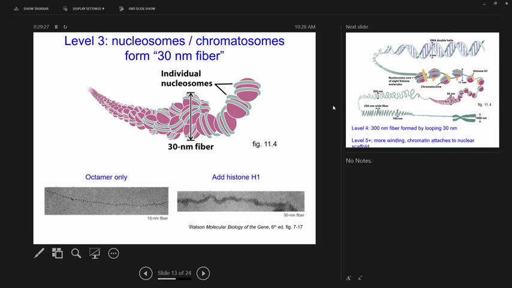So you go from this 10 nanometer fiber to this 30 nanometer fiber, and that's what this looks like. You can do this in vitro. You can take naked DNA and add the histones H2A, H2B, H3, H4. They will spontaneously form this beads on a string, 10 nanometer fiber. If you add histone H1 to the test tube, that will shrink the amount of DNA between the histones, and you will immediately snap from the 10 nanometer fiber to this 30 nanometer fiber. And these are both electron micrograph pictures there.